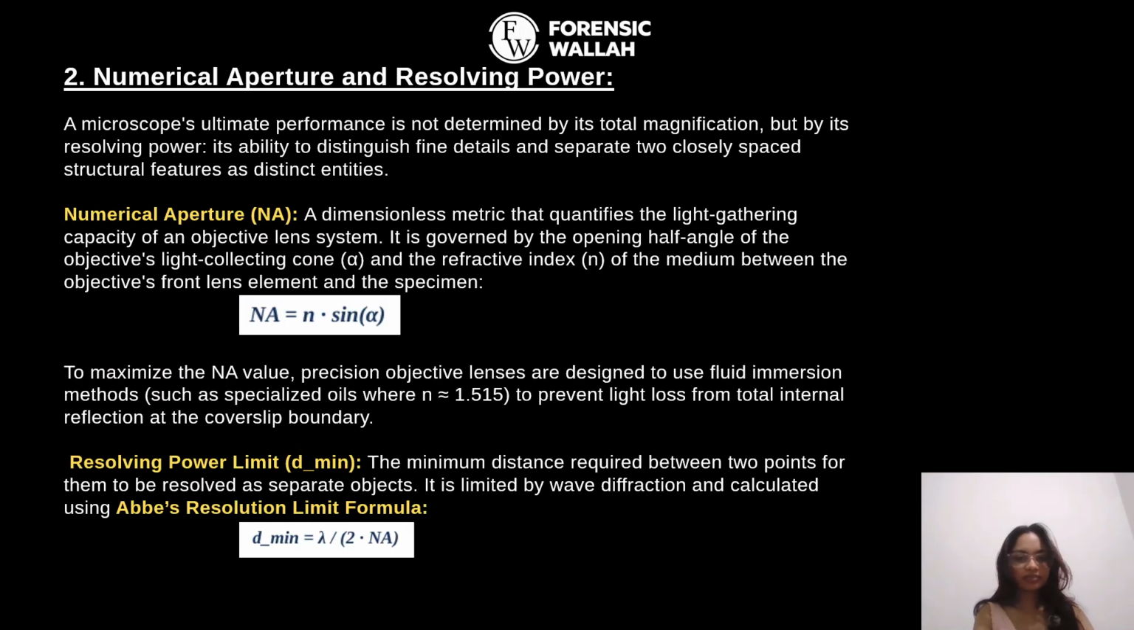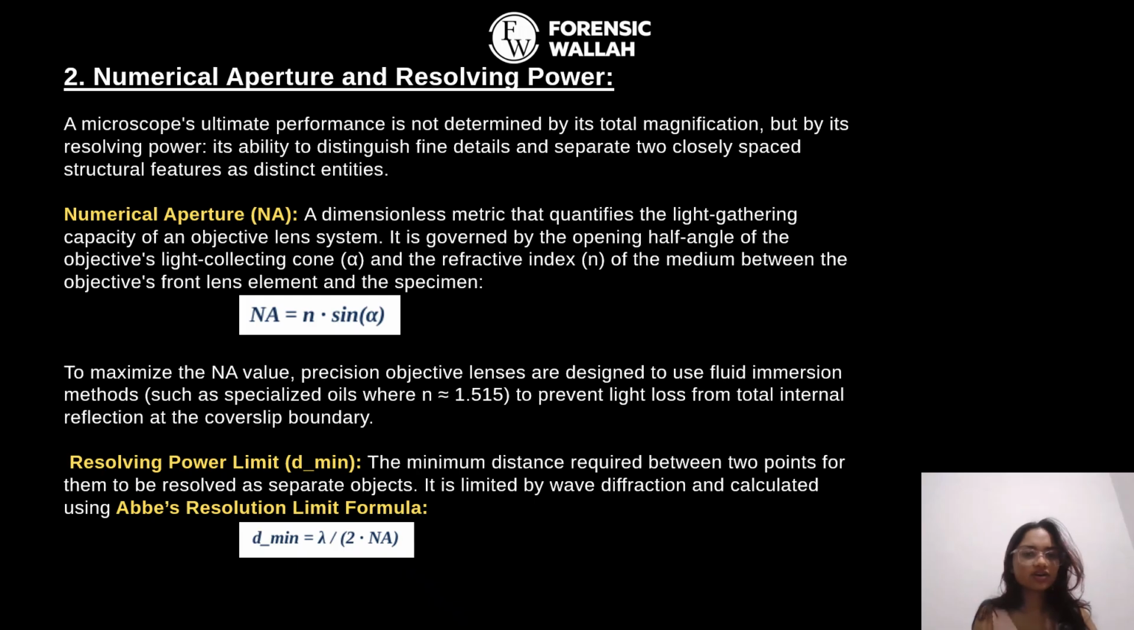Now, the numerical aperture and resolving power. So, when evaluating a microscope, a common misconception is that the total magnification is the most important factor. In reality, the microscope's ultimate performance is determined by its resolving power. Its structural ability to distinguish fine details and separate two closely spaced features as distinct individual entities. Magnification without resolution is just empty magnification. It only gives you a larger, blurry image.